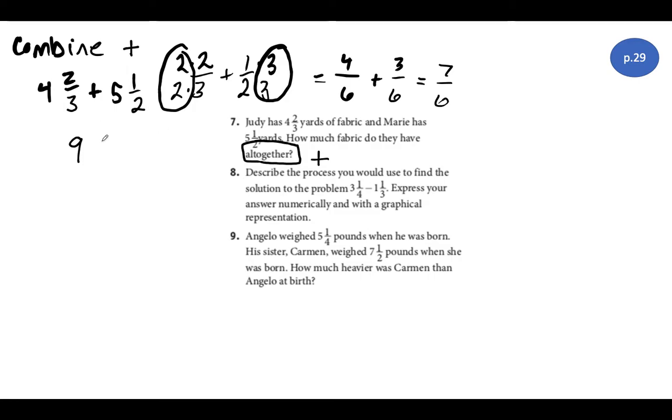Now this answer, 9 7/6, is not correct, because you can't have a mixed number with an improper fraction. Either you have an improper fraction or you have a mixed number.